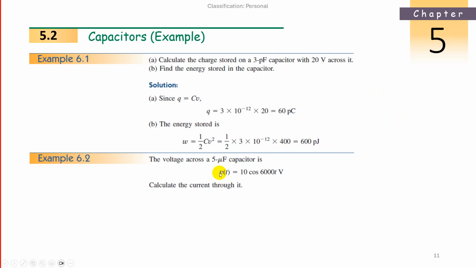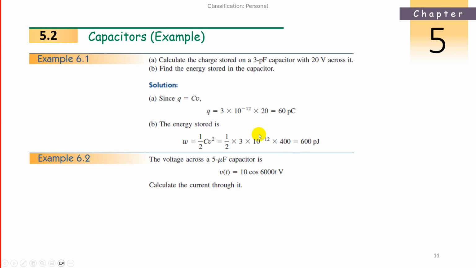Now here the voltage is instantaneous. Time to time it is changing. V of t means instantaneous. So V of t is 10 cos 6000t. This means 10 is a fixed value, and cos 6000t is a changing value. Cos will start from 90 degrees, sine will start from 0 degrees: 0, 90, 180, 360 like this. So V of t is nothing but 10 cos 6000t volts.